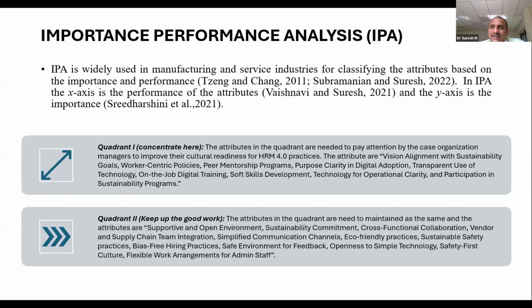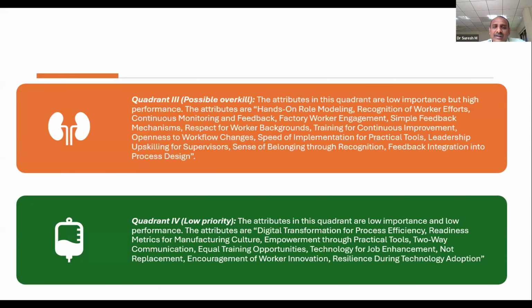Quadrant 1 is where the performance is low, but the importance is very high. So there we need to focus more. Those attributes are weaker attributes. Quadrant 2 is where performance is good and importance is also good, so these attributes will be preserved to continue in the same state. Quadrant 3 is possible overkill. Here the performance is very high, but the importance is very low. If we reduce the performance there, it's better, so that effort we can apply to the weaker attributes in quadrant 1.